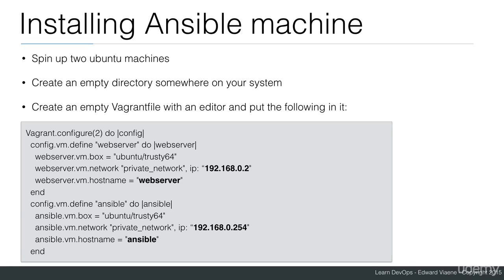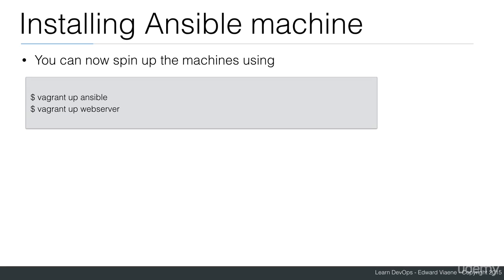They will be able to communicate with each other using the IP address 192.168.0.2 for the web server and 192.168.0.254 for Ansible. Both of them will be running Ubuntu Trusty 64. We can now spin up the machines using vagrant up. We have two machines in one project folder. That means that we have to specify the name of the machines as well.